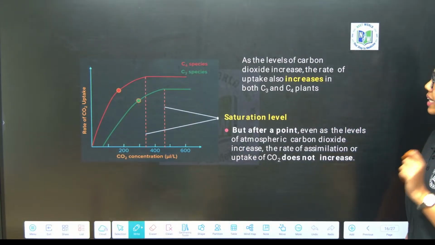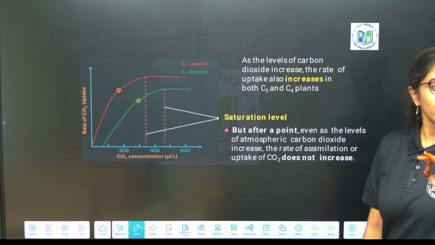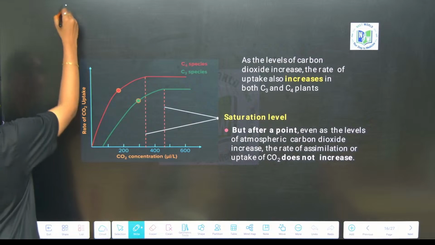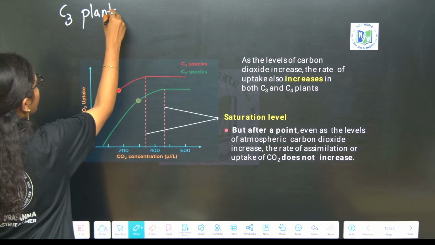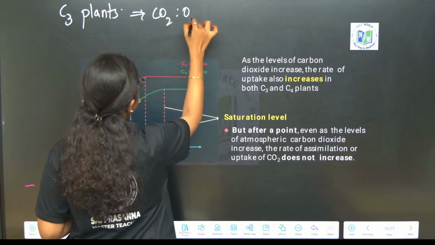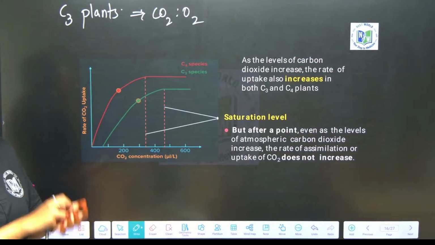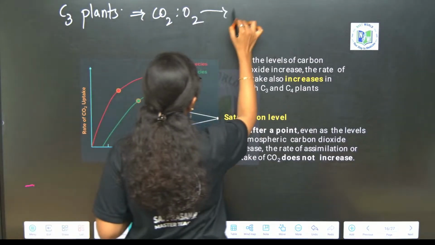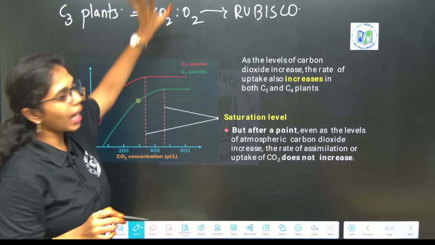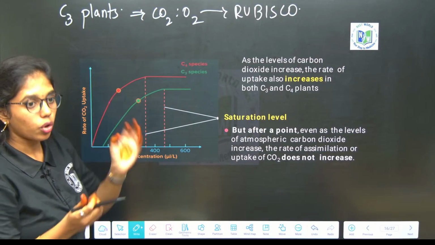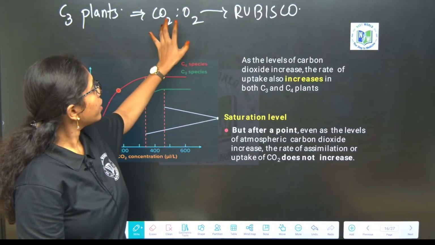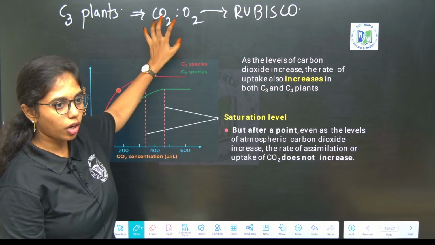Next, what is the carbon dioxide concentration optimum for C3 and C4 plants? Before understanding this, let me recall that point. In C3 plants, carbon dioxide and oxygen are competitive with each other in binding with the enzyme Rubisco. Yes or no? Yes. So this competition will increase the carbon dioxide concentration rate. The more the carbon dioxide concentration, only then will Rubisco bind to carbon dioxide. So here the optimum level of carbon dioxide for C3 plants will be more.